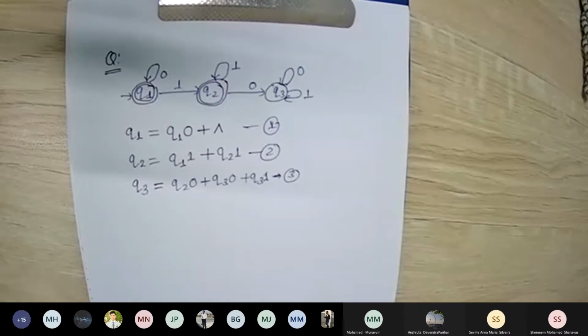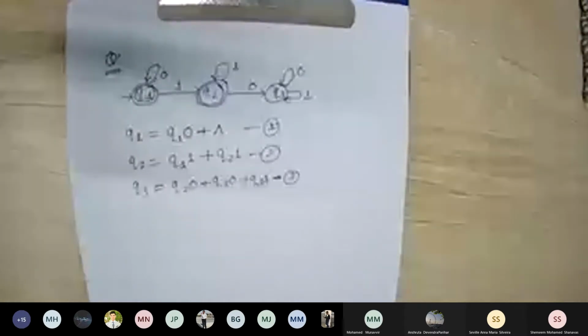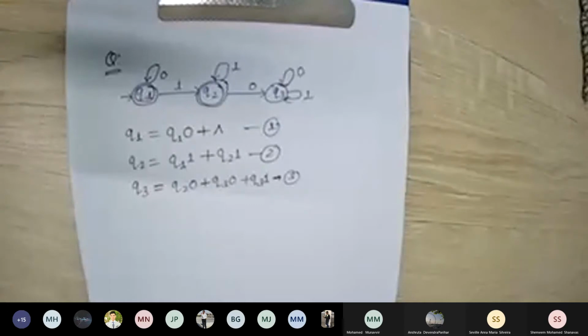So now you have got 3 equations. Now you have to solve these 3 equations using the identities which we did in the last class, and I hope you know all those identities.